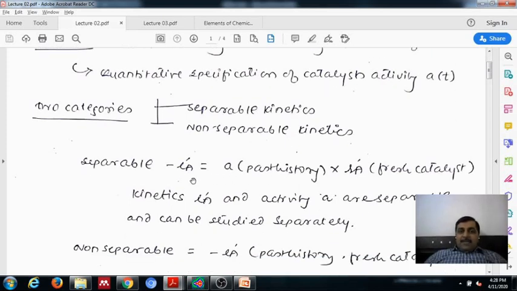When I say separable kinetics, it means that the deactivation or activity of a catalyst can be studied separately, and the kinetics of a reaction can be studied separately. Now, these are not coupled, and both of these can be studied independent of each other. That is why we call this separable kinetics. It is very uncommon to have separable kinetics, while it is very common to have non-separable kinetics.